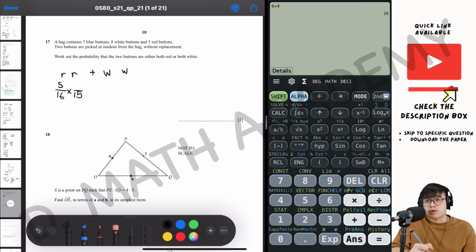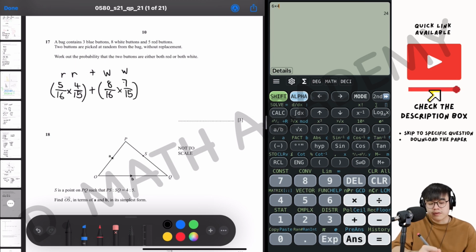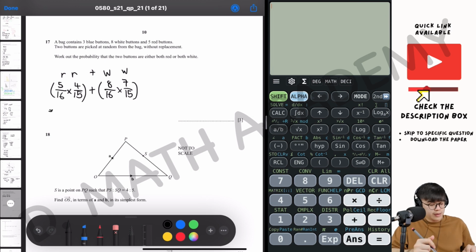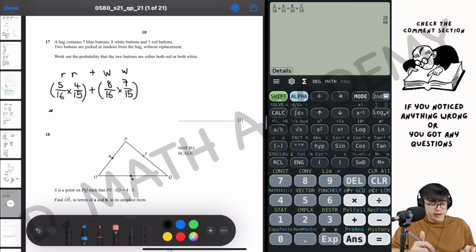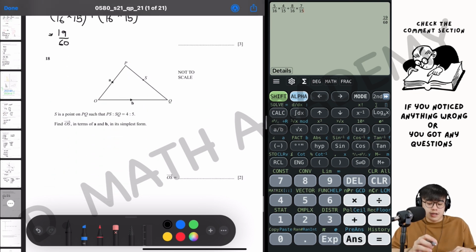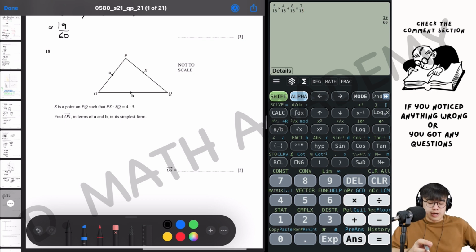For red, at the first draw it will be 5, then the next one will be 4. It will decrease as you draw out buttons. The same goes for white. White, there was 8. After the second draw, it becomes 7. So let's try to work it out. The final answer of this would actually be 19 over 60. If you were to write it in decimal, make sure you copy down everything that was there, so that you get the full marks for it.